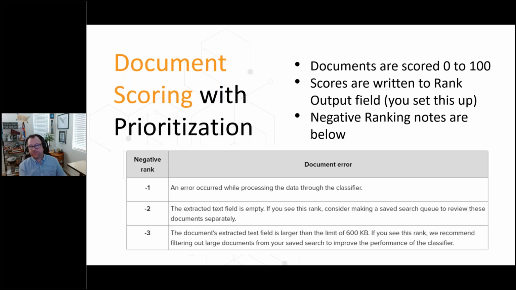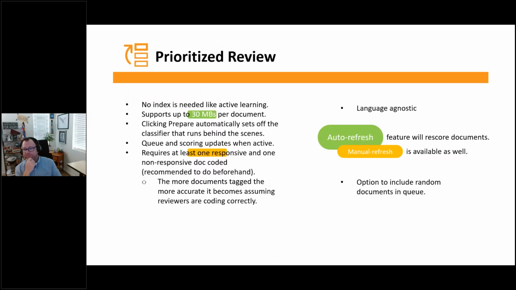All right, perfect. So documents, once again, 0 to 100. The negative ranks just mean you have to review that outside of the universe. So -1, there's an error of some sort. -2, extract text fields empty. Some files, maybe they're password protected, maybe they're an image, so you may want to consider doing that separately. And also the size of the documents actually changed recently to 30 megabytes. So ignore that 600 kilobytes. It's updated on this slide.